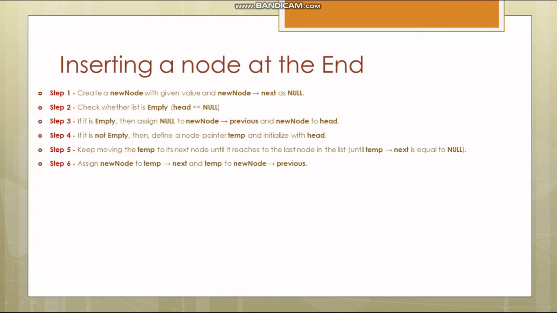Inserting a node at the end. To insert a node at the end, we would be creating a new node with a given value, and we would be assigning null to the new node's next link. That means we have created a node with the value 20, and we have assigned the value of the next link of this node as null.